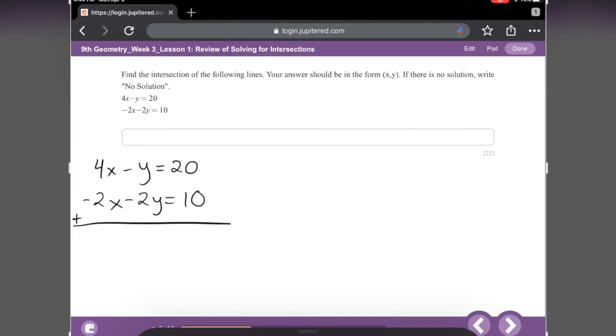Let's choose to eliminate the x's. So this one already says 4x. I want this one to say negative 4x. So clearly I have to multiply the bottom equation by 2. And then the top equation I'll just leave alone.